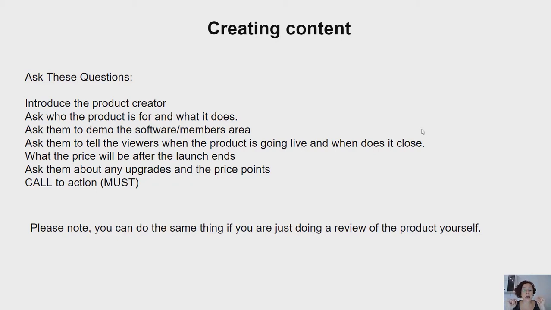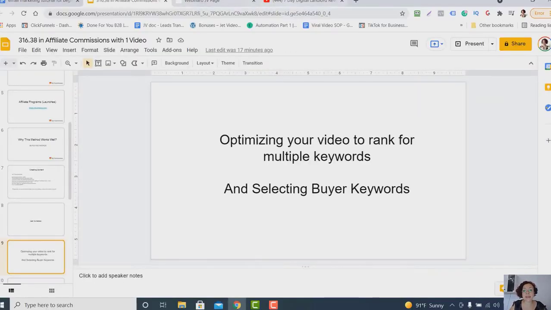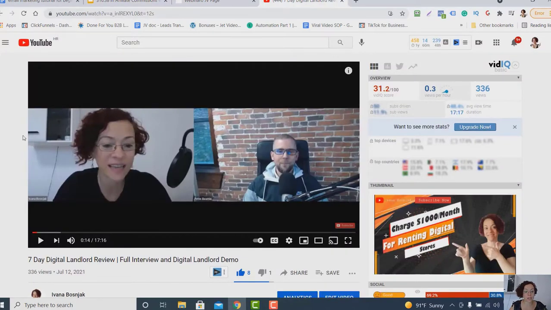The second thing is, make sure, and this is really, really important, and I have to stress it again, that call to action is what is going to get you sales, right? So make sure you utilize that call to action, invite people to purchase through your link. Now, the next step is that you need to optimize the video to rank for multiple keywords. And as I shared with you before, I'm going to share with you right now the video in question for this case study, and that is this video right here.